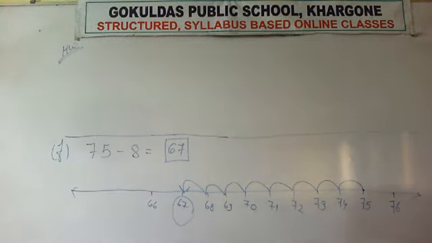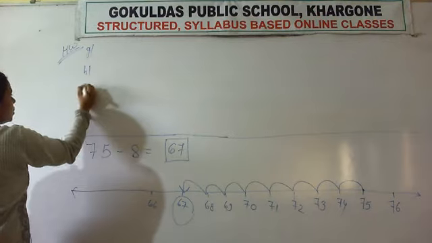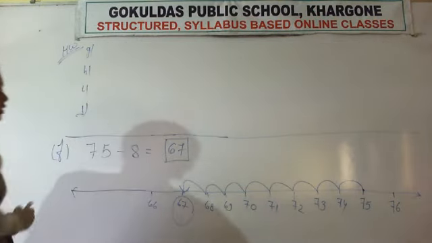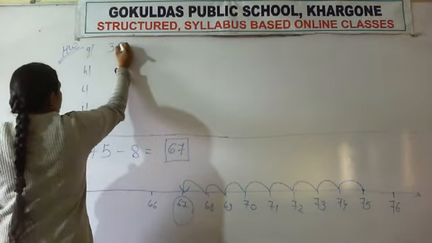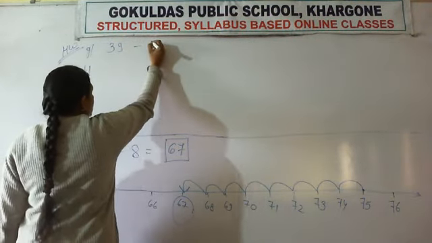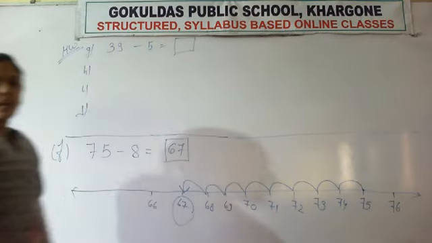And now write some homework questions. After F, write G, H, I and J. 4 questions you have to do as homework. Write 39 minus 5.